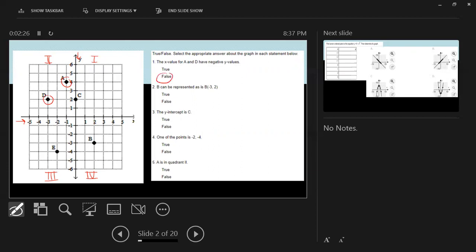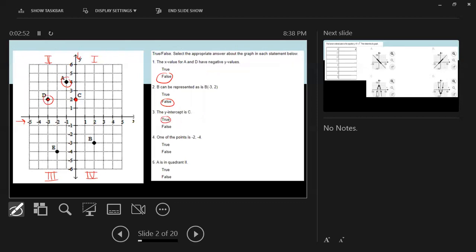Number 2, B can be represented as -3, 2. So if we go to -3 on the x-axis and go to +2, we're at point D, not B. So this will be false. Number 3, the y-intercept is C. So point C lies here on the y-axis. So that will be true.